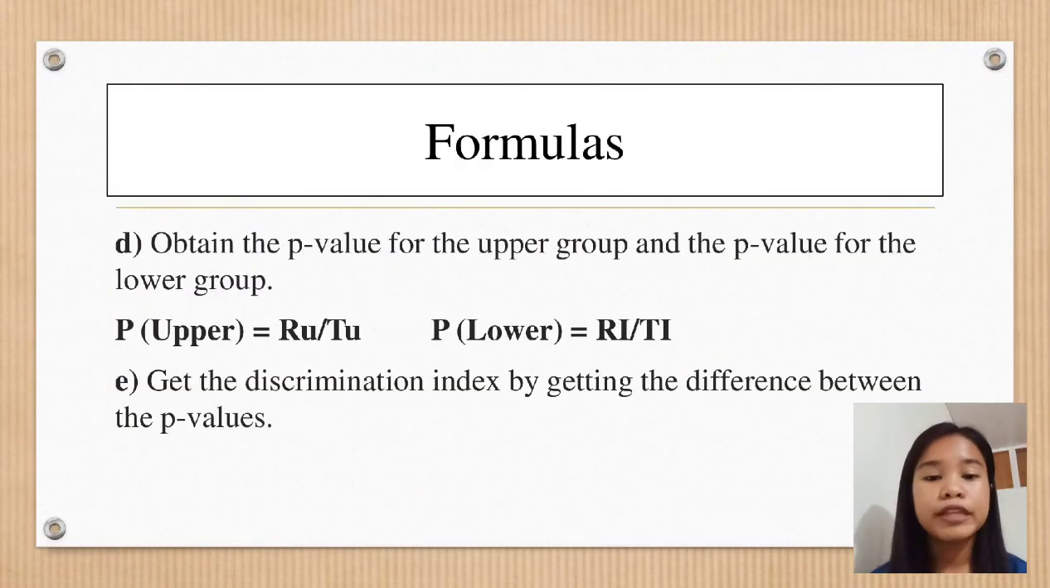D, obtain the p-value for the upper group and the p-value for the lower group. We have the formula here: P for upper is equal to RU over TU, and for the lower, P is equal to RL over TL. Letter E, get the discrimination index by getting the difference between the p-values.